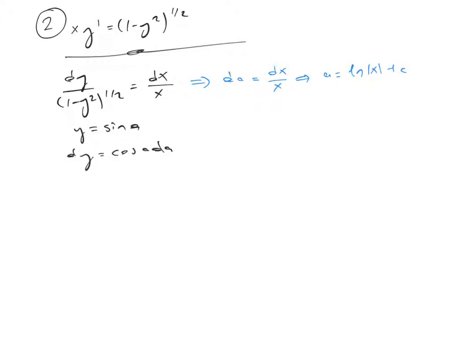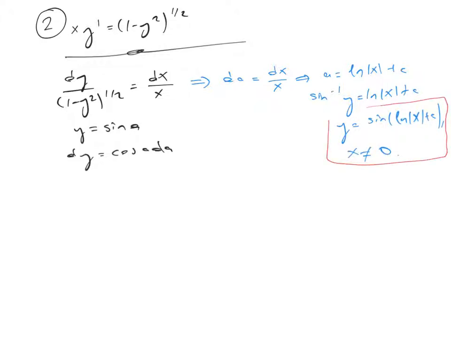So, we use this information here. Arc sine y is equal to ln x plus c. And finally we get y is equal to sine of ln x plus c. And we know that ln 0 is equal to minus infinity, and in order to keep our solution definite, x shouldn't be equal to 0. And this is our solution.